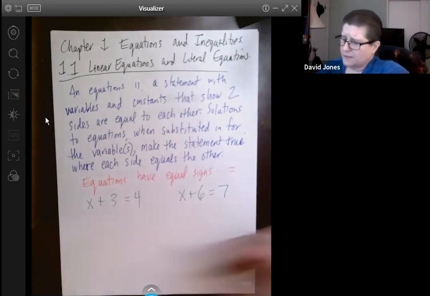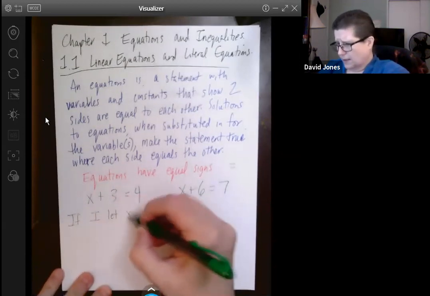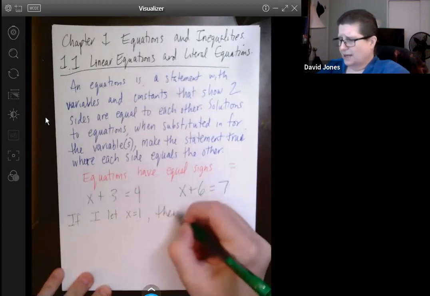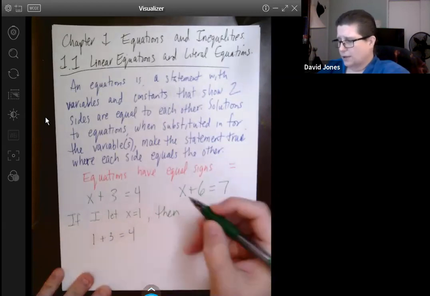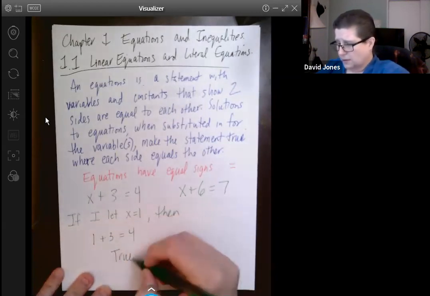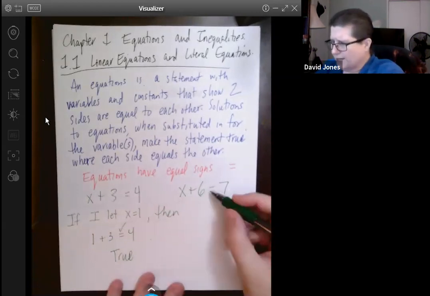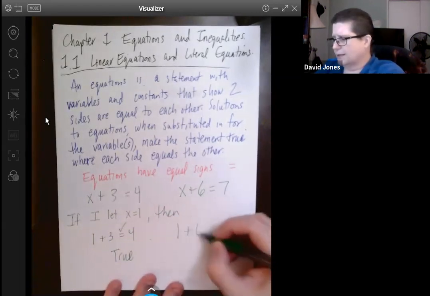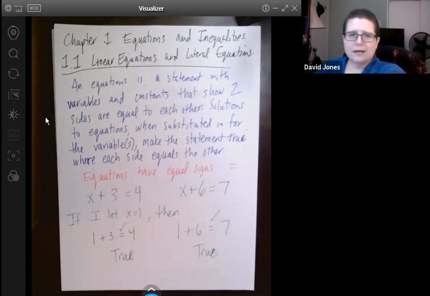And note, if I let x equal 1, then the left equation becomes 1 plus 3 equals 4, which is true. And if I do it over here, plug in 1 plus 6 equals 7, which is true. And I tend to do a little check mark above the equal sign that shows, yes, it made a true statement. I was checking to see if it makes a true statement, and it does.